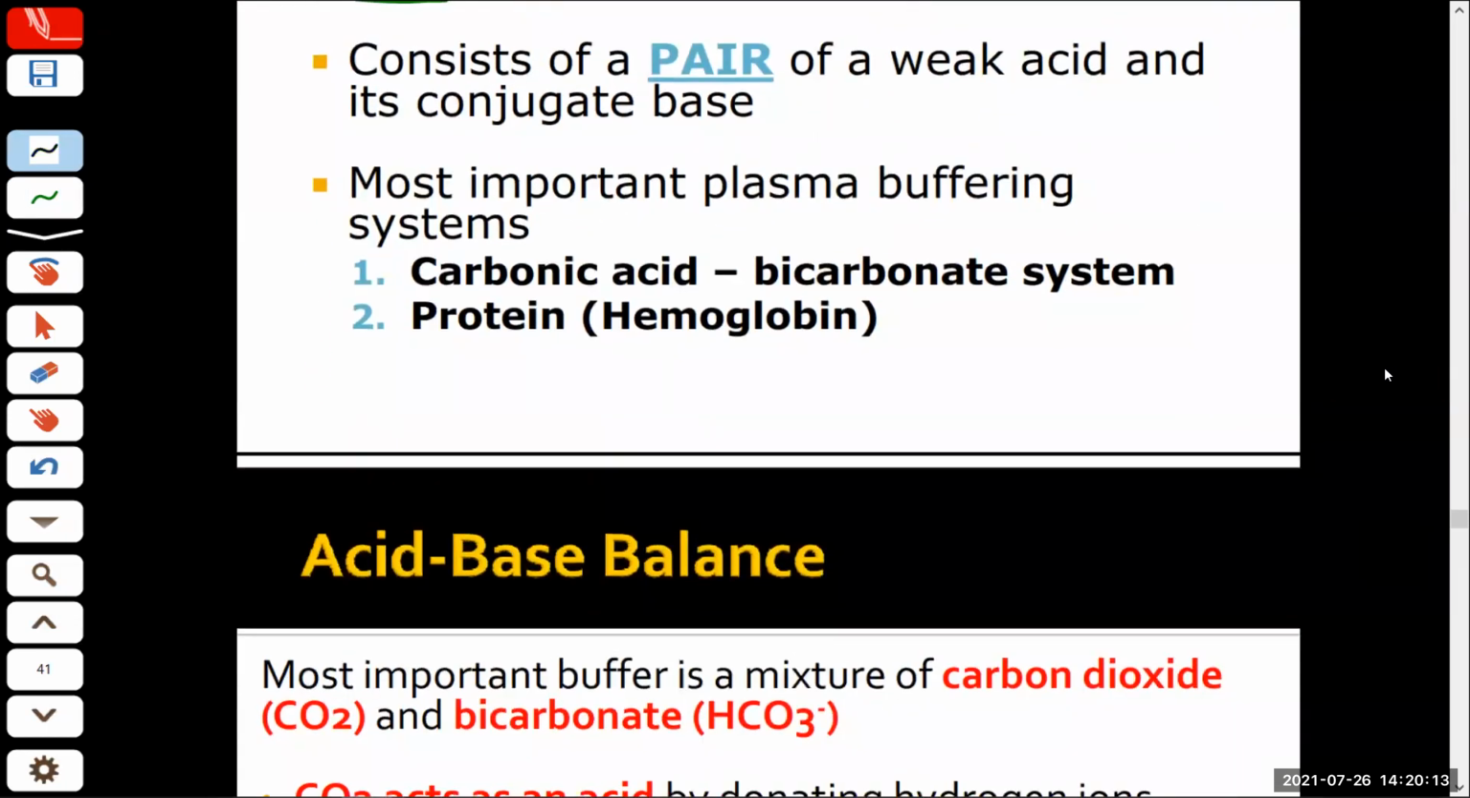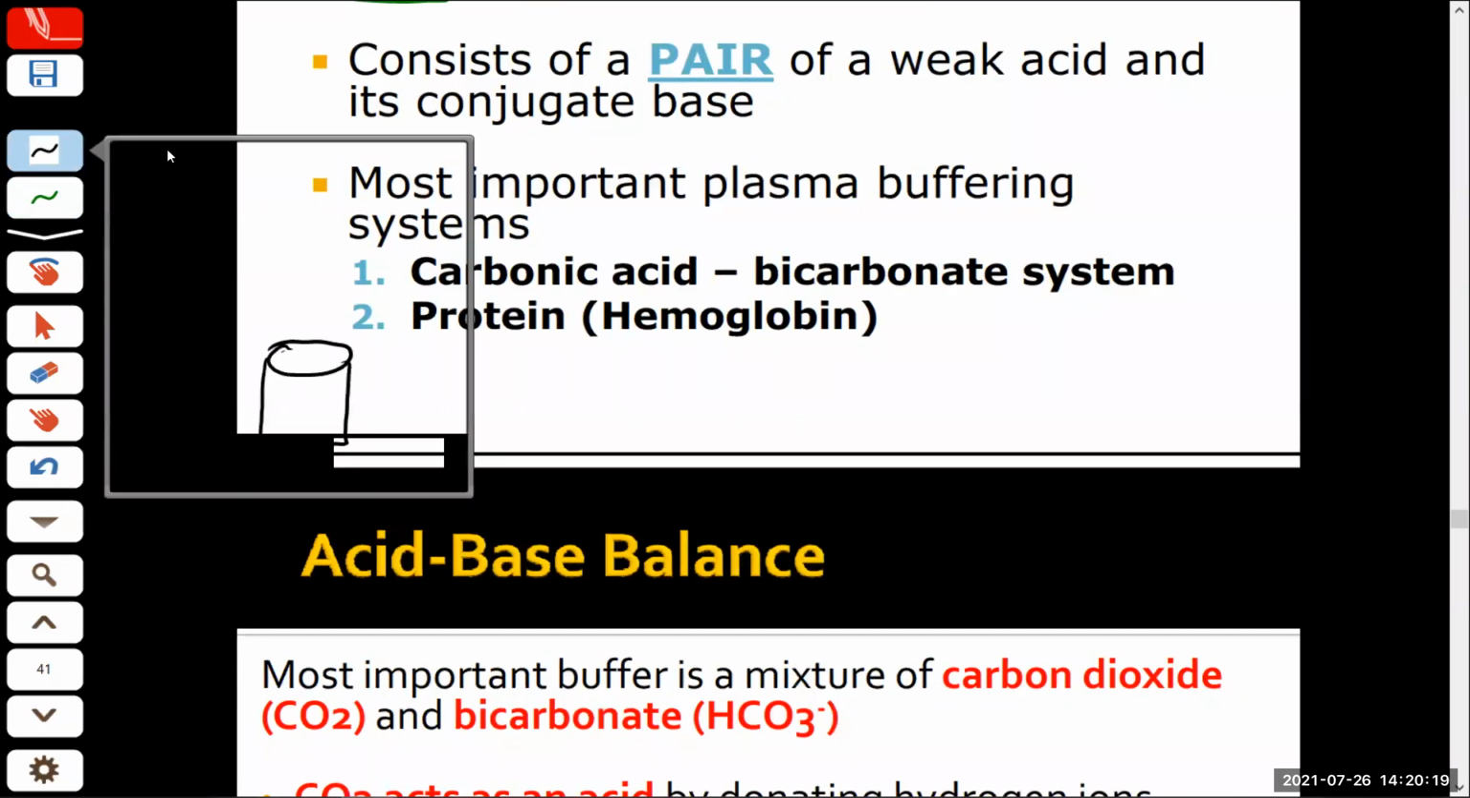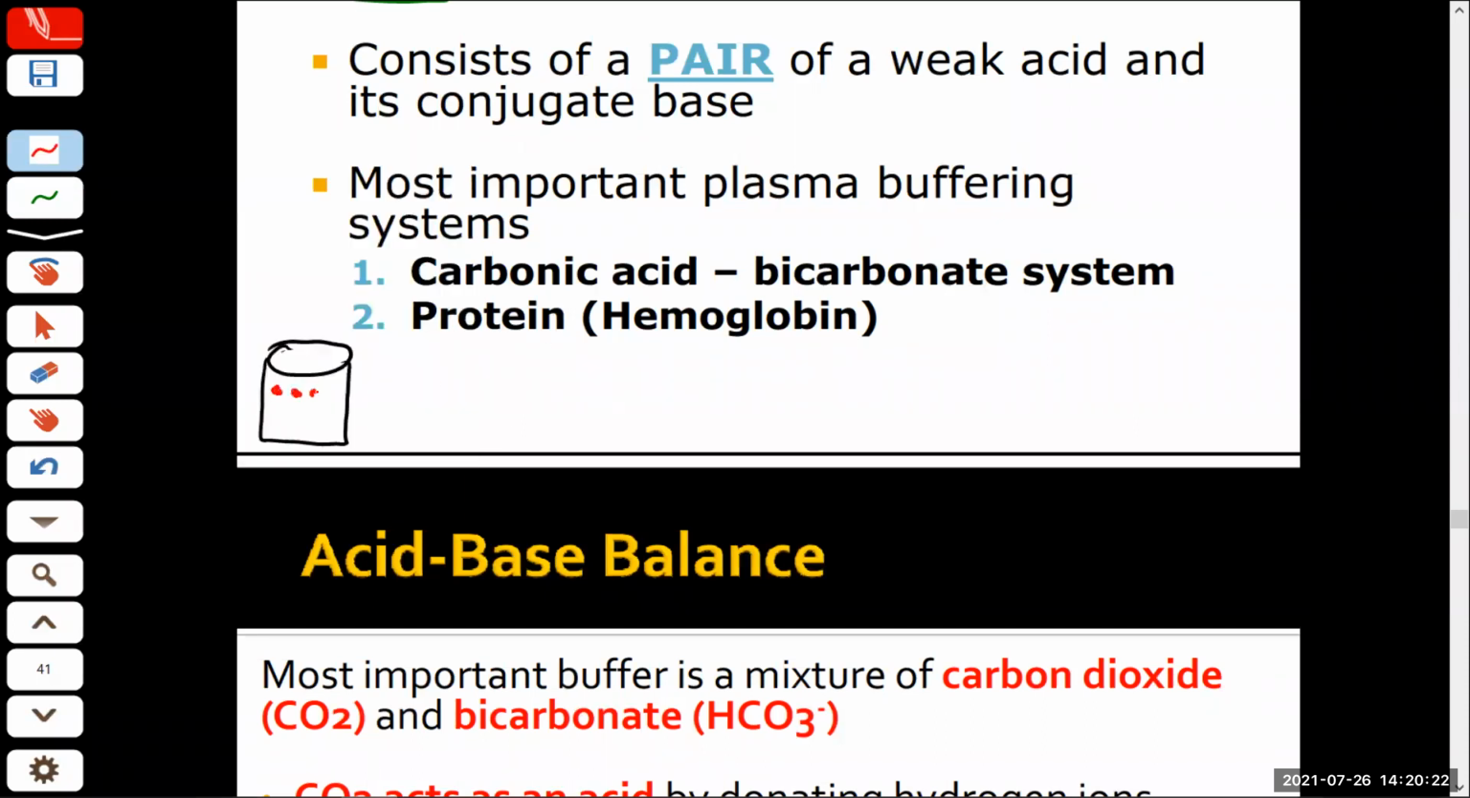I'm going to scroll up a little bit so you can see this picture. Here's a beaker. Inside that beaker, I'm going to have 4 molecules of acid, 4 molecules of base. So green is base, red is acid. This is a buffer where you have equal amounts acid and base. This is a buffer. Okay. If I add a single acid molecule, what's going to happen to the pH of the solution? Will it become more acidic or more basic?